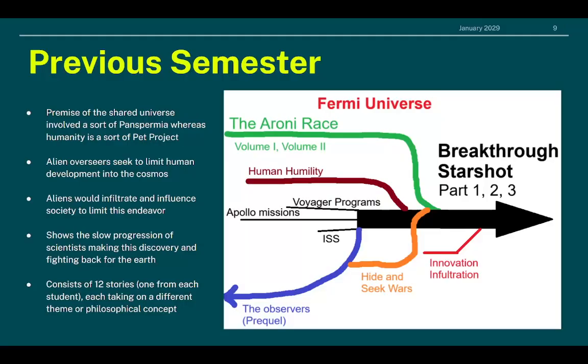This is a prior class universe timeline that a prior class did. So this was the premise of the shared universe involves some sort of panspermia, where humanity was a kind of pet project. And so you can, if you count here, this is a total of 12 stories.